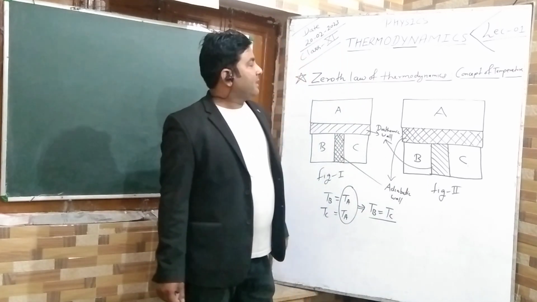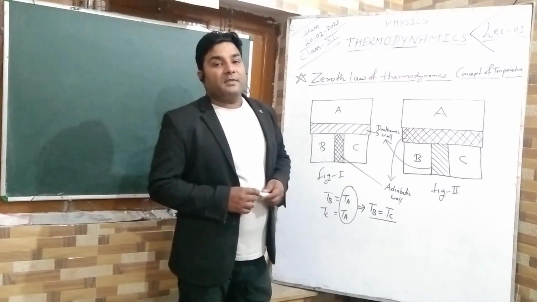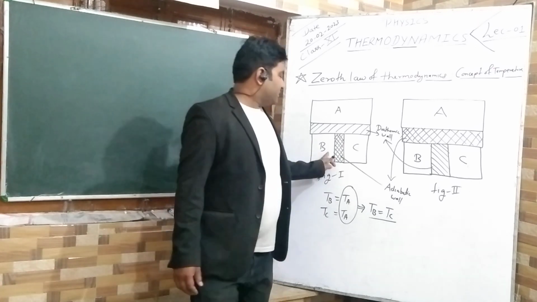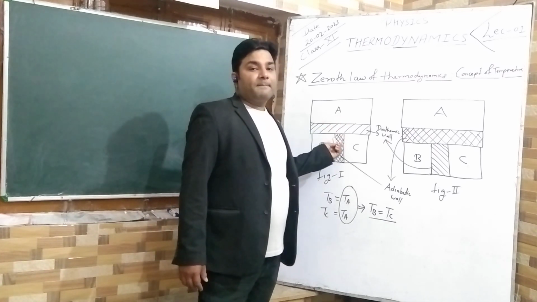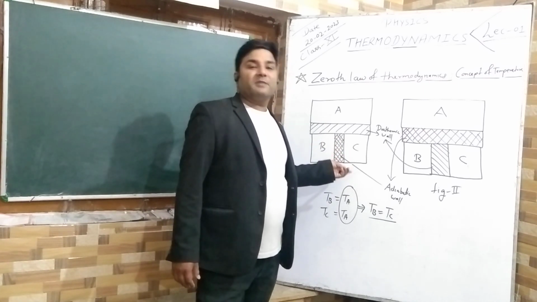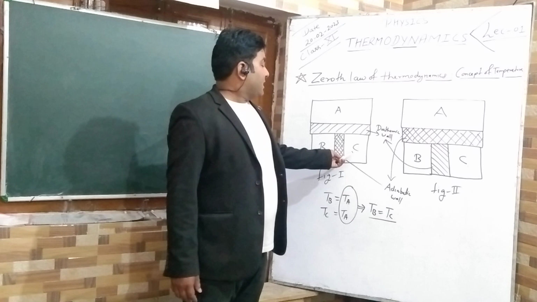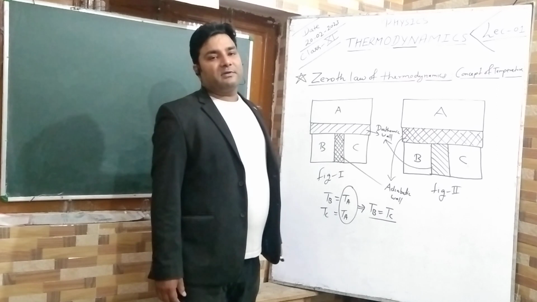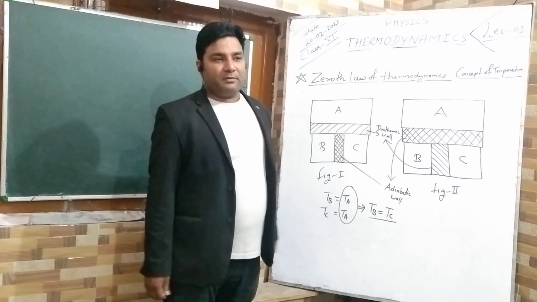Equal temperature. And the statement of this zeroth law you can write down: when two bodies, here body B and body C, are in thermal equilibrium with a third body A, then body B and C must be in thermal equilibrium with each other. Clear? Statement very simple. When two bodies are in thermal equilibrium with a third body, then the two bodies must be in thermal equilibrium with each other. Clear? So the whole diagram and the explanation of this zeroth law is very important, very easy.